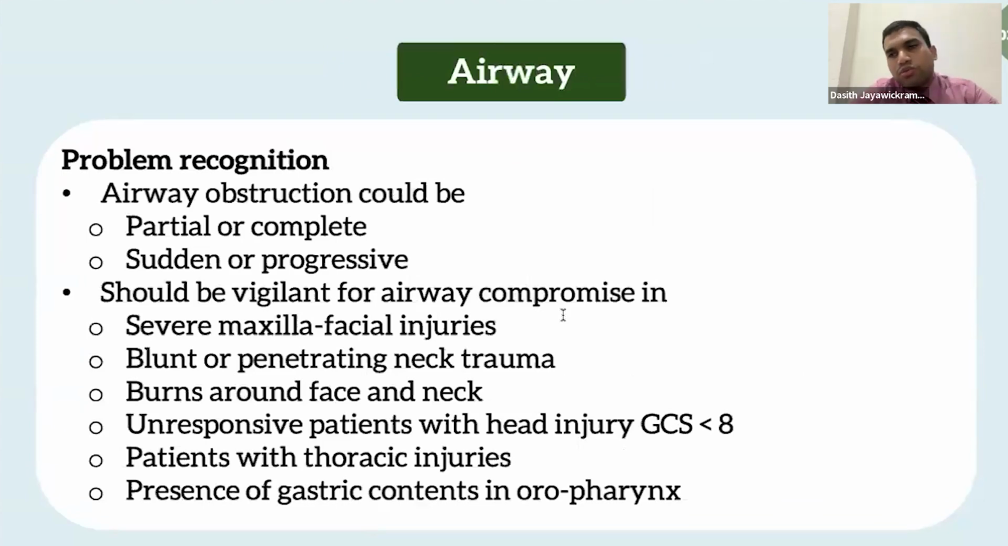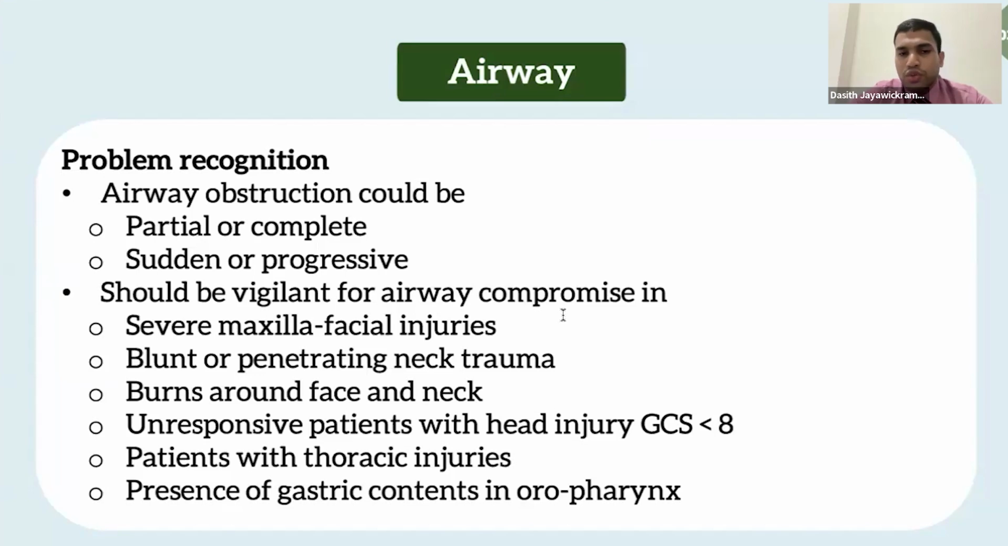When we talk about airway problems, the airway obstruction could be partial or complete. There could be a foreign body obstructing, or secretions partially obstructing, causing stridor. And it could be sudden or progressive. It can cause sudden obstruction, for example the tongue falling back, or it can progressively obstruct by developing laryngeal edema or respiratory tract edema. We should always keep our mind open for these possibilities.